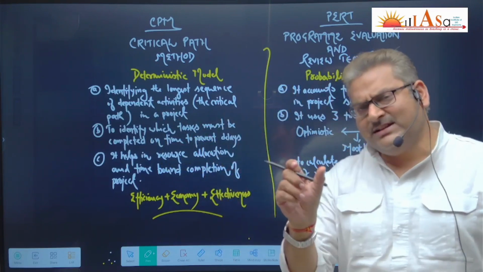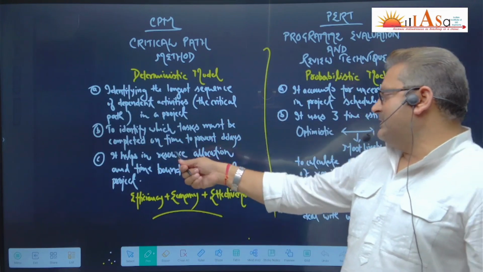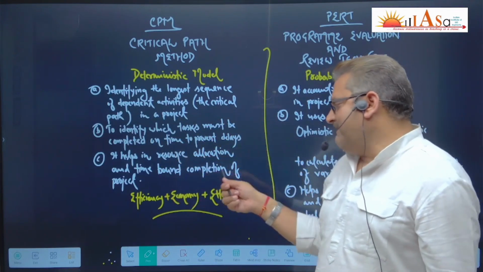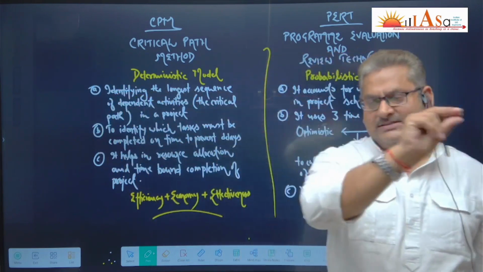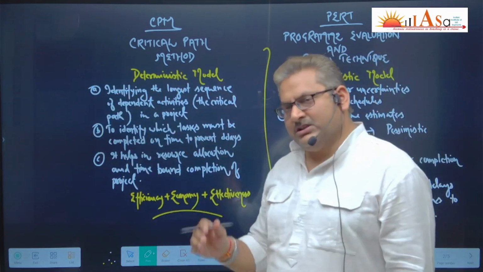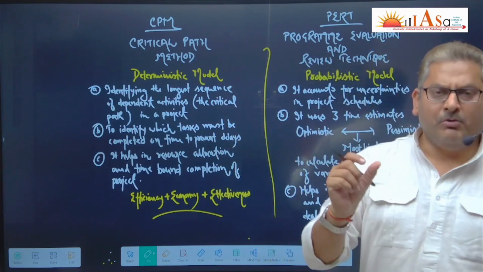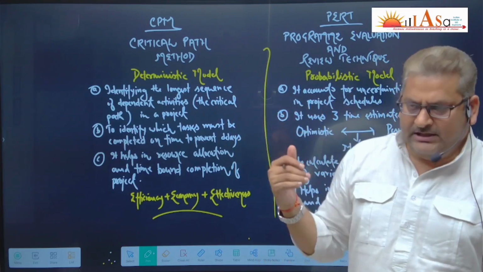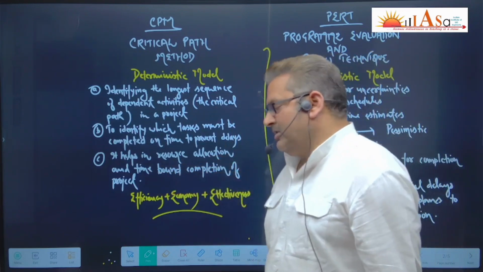You identify certain tasks which are strategically very important. It helps in resource allocation and the time-bound completion of the project. If the path is clear, these are the dependent activities. If things are clear, resources can be easily allocated. You can easily identify that these activities are more important than others, so accordingly resources are allocated. Resource allocation and time-bound completion of the project.